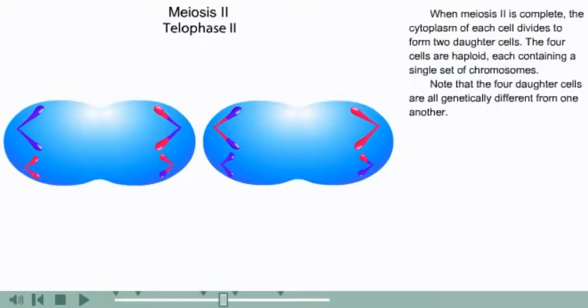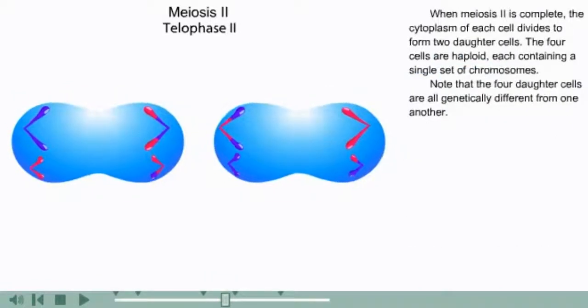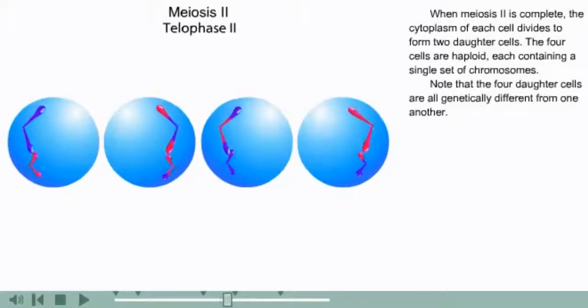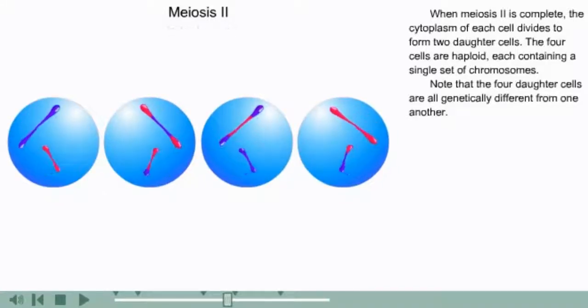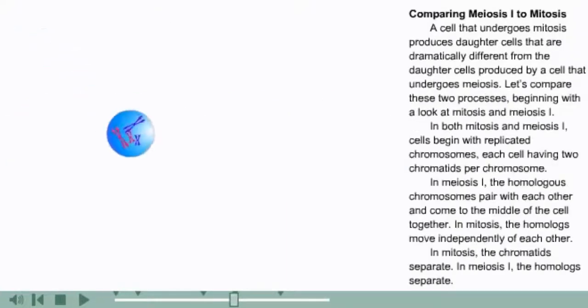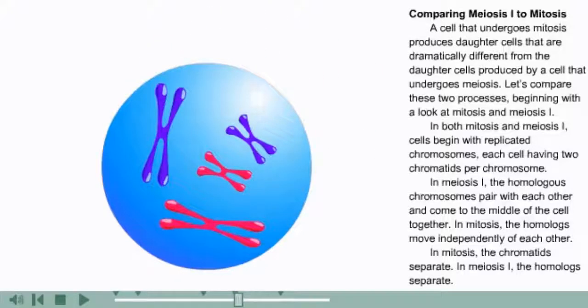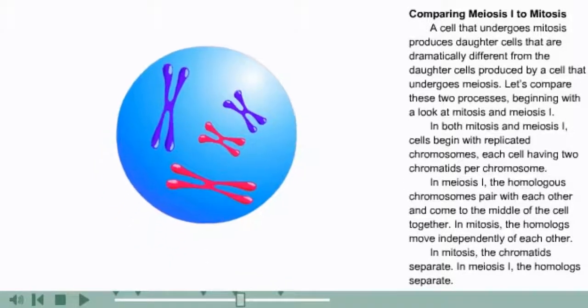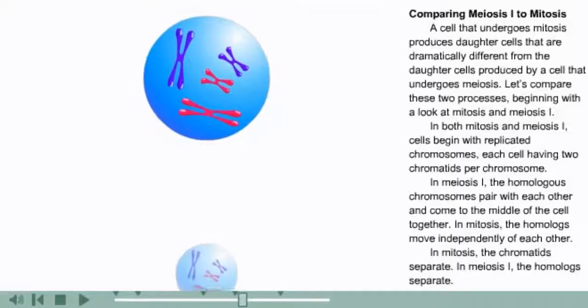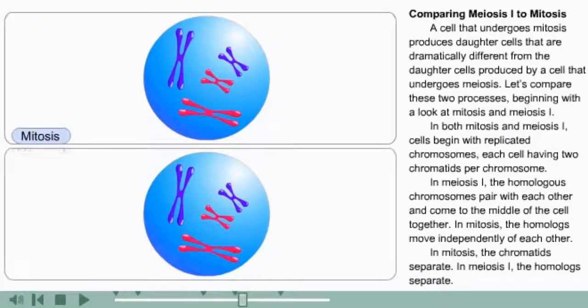When meiosis II is complete, the cytoplasm of each cell divides to form 2 daughter cells. The 4 cells are haploid, each containing a single set of chromosomes. Note that the 4 daughter cells are all genetically different from one another. A cell that undergoes mitosis produces daughter cells that are dramatically different from the daughter cells produced by a cell that undergoes meiosis. Let's compare these 2 processes, beginning with a look at mitosis and meiosis I.